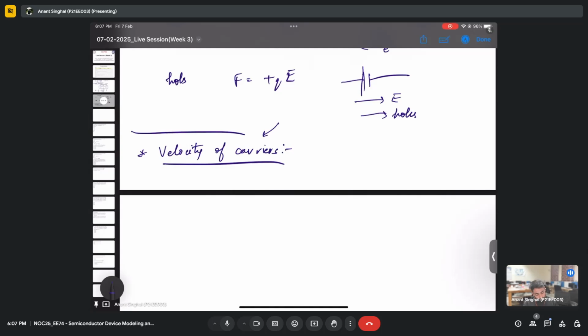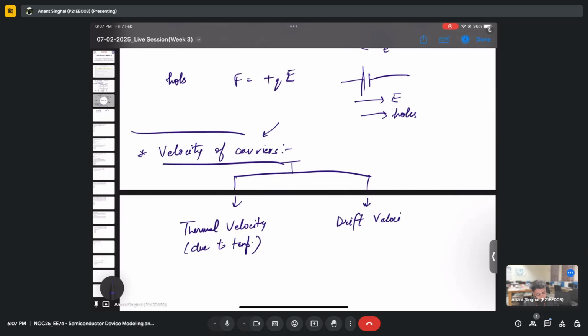The velocity basically can be due to two things. The electron can have a thermal velocity. As the name suggests, it is due to temperature. There will be some temperature changes once you apply some voltage, due to some heat. That will create the thermal velocity. Then there is a very important term which you might have heard, the drift velocity. This is the velocity which is due to the application of electric field.